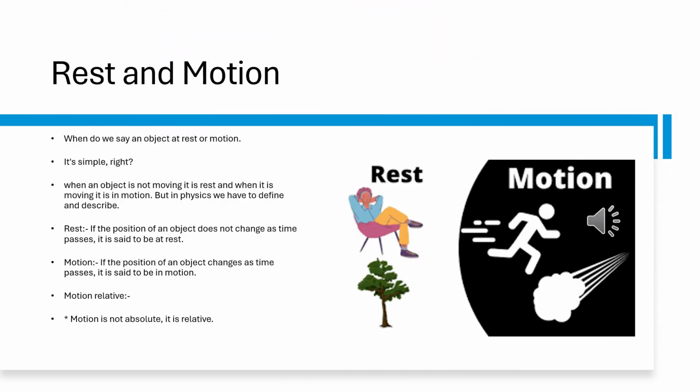Rest and motion. When do we say an object is at rest or in motion? It's simple, right? When an object is not moving, it is at rest, and when it is moving, it is in motion. But in physics we have to define and describe. Rest: if the position of an object does not change as time passes, it is said to be at rest. Motion: if the position of an object changes as time passes, it is said to be in motion. Motion is relative. Motion is not absolute, it is relative.